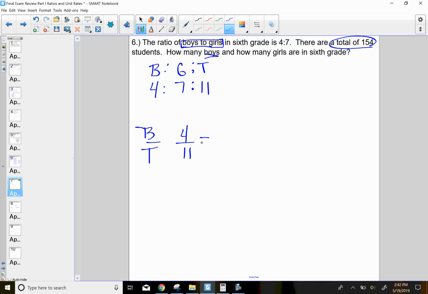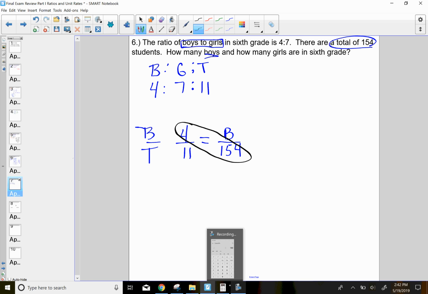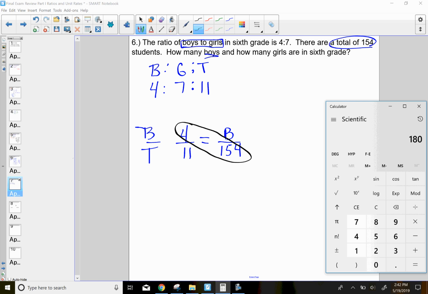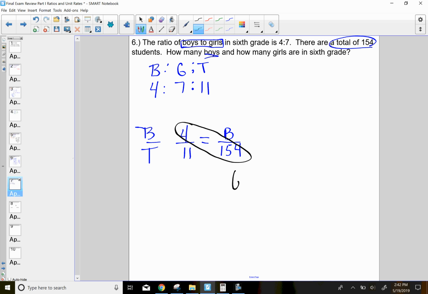And at that rate, I want to find how many boys, let's say B for boys, if there's a total of 154 students. I can cross multiply the proportion to solve. So I can do 4 times 154, and just for time purposes, I'm going to do that on the calculator. 4 times 154, and I get 616. So 616 equals 11 times B, which would be 11B.